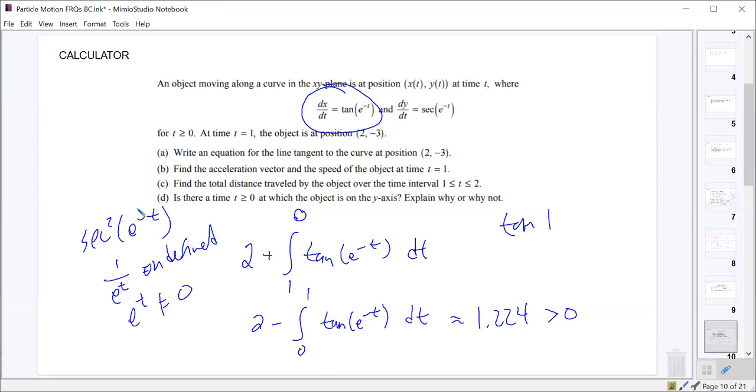So this thing never equals 0, and this thing is never undefined, which tells you that tangent of e to the negative t is either always positive or always negative. And since we knew that it was already positive at t equals 0, we know that dx dt is always greater than 0. And if we started to the right and the direction of motion is always moving to the right, we're never going to be on the y-axis. Does that make sense or no?